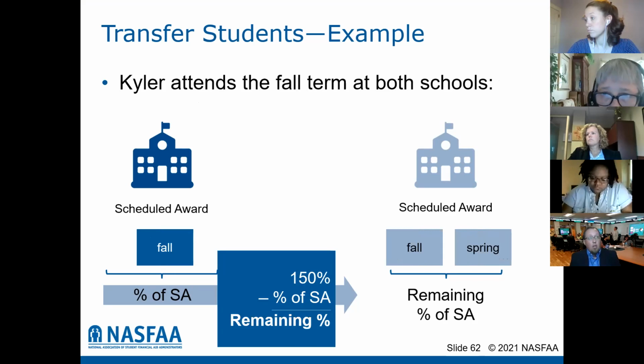Kyler attended the fall term at both schools. So the scheduled award, 0%, remaining percent, and then remaining award and everything like that too. So you can see it's really a little bit different when you're looking at that. You can't have any overlap in enrollment, students' eligibility for Pell at both schools, and again, you can't exceed that 150% as well.